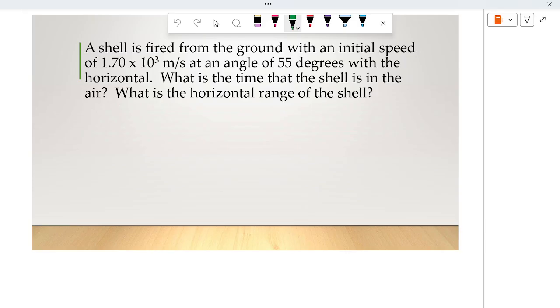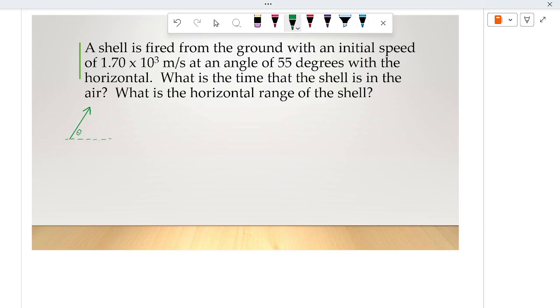So in this case, we have a projectile which is fired at an angle upward, and that angle is 55 degrees above the horizontal. So if this is the ground, and we imagine rotating up 55 degrees, that is the angle that this projectile is fired at. All right.